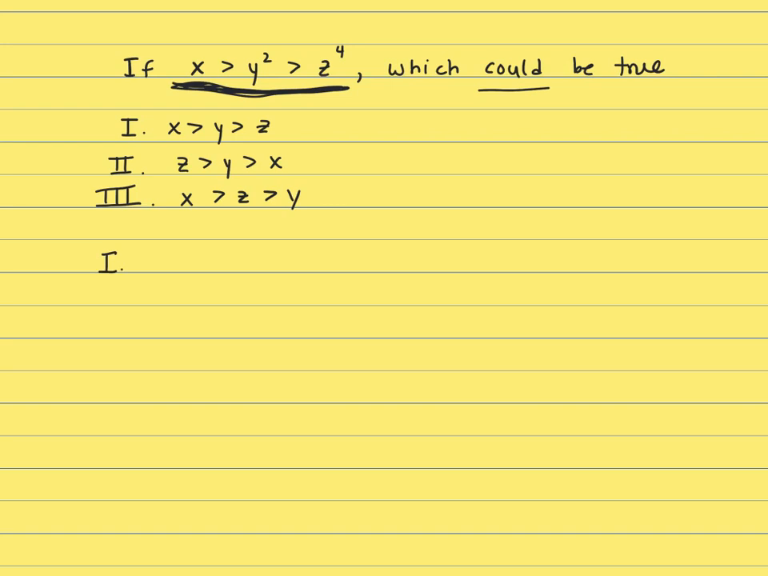Let me look at this problem again. All right, so in Roman numeral 1, we know x is greater than y is greater than z. And I'm just going to say 1,000 for x is greater than 10 is greater than 1. Now, does that satisfy x is greater than y squared greater than z to the fourth? So x is 1,000. 1,000 is greater than 100 is greater than 1 to the fourth, which is 1. So that's true. So Roman numeral 1 could work.